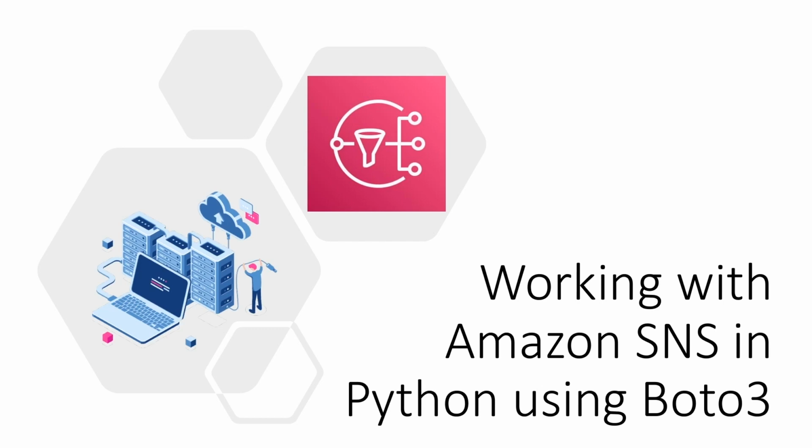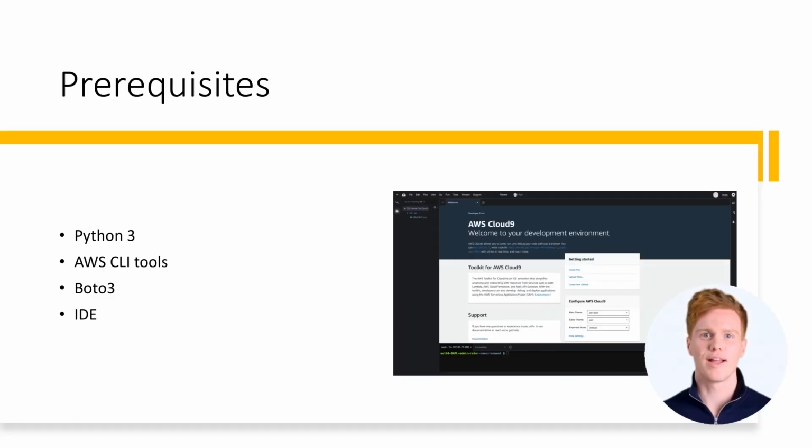Today's video will demonstrate how to work with Amazon Simple Notification Service, or Amazon SNS, using the Python SDK for AWS, Boto3 library. We'll demonstrate how to create, describe, list, and delete SNS topics, manage SNS topic subscriptions, and send messages to the topic. To repeat our examples, you'll need Python 3 interpreter, AWS CLI tools, Boto3 module, and IDE.